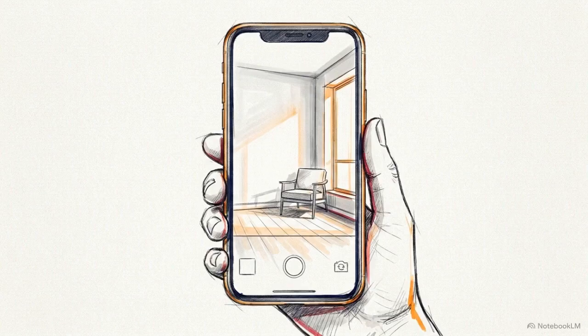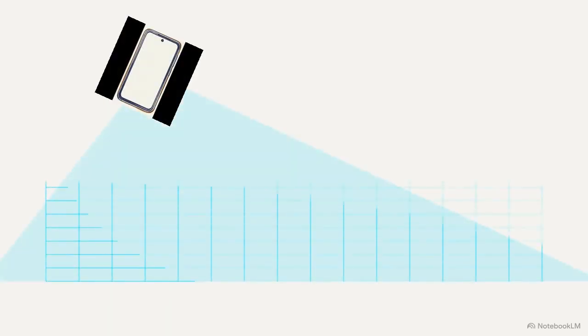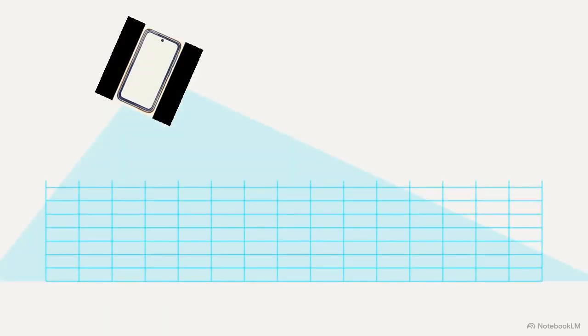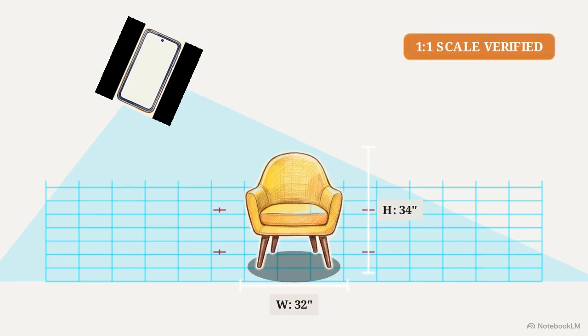To bring these models into the real world, the browser leverages underlying mobile frameworks, specifically ARCore for Android and ARKit for iOS, which enable native spatial computing. The phone's camera detects flat surfaces, projecting an expanding grid matrix. Once established, the 3D object drops into place. Anchored to these planes, the product renders at a strict one-to-one physical scale, proving exact dimensional accuracy.